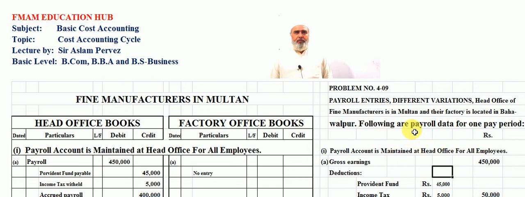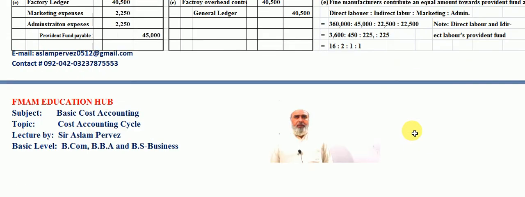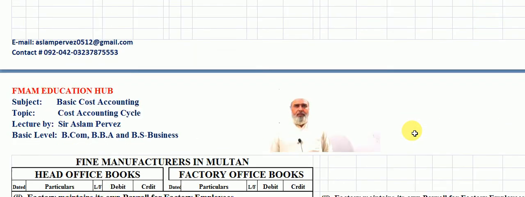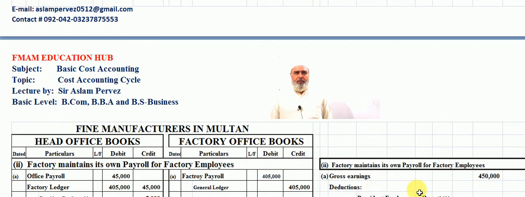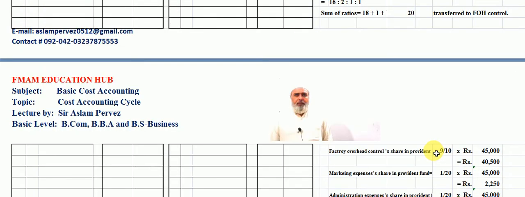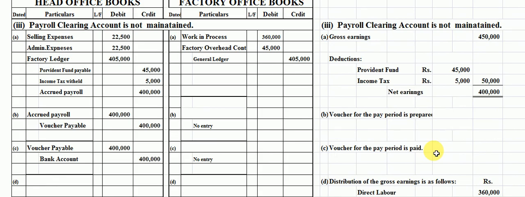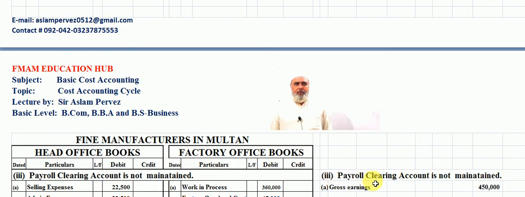Students, the second requirement is the factory maintains its own payroll for factory employees. This is the second requirement. And the third requirement is payroll clearing account is not maintained. This is the third requirement.